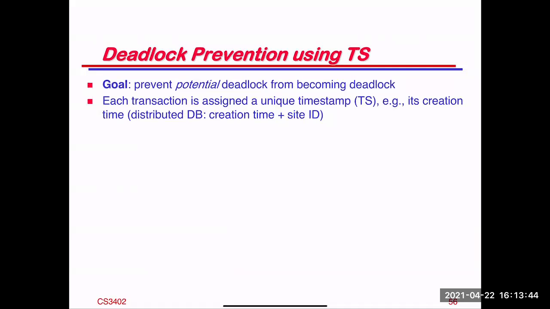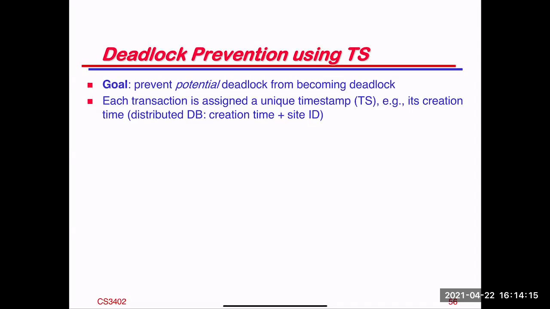So let's look at something slightly different, namely deadlock prevention using so-called timestamps. Here the goal is to prevent a potential deadlock from becoming a deadlock. So each transaction is now assigned a unique timestamp, which we are abbreviating as TS. And what can we use for timestamp? Well, usually just the creation time.